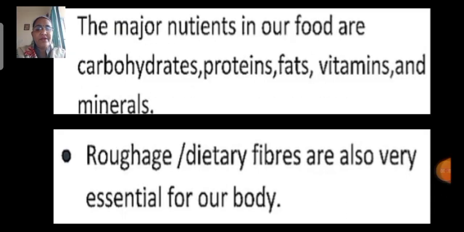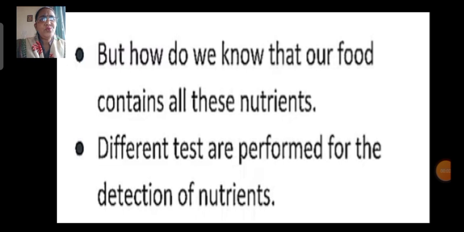We have also studied about the different nutrients required by our body. What are these nutrients, children? The major nutrients in our food are carbohydrates, proteins, fats, vitamins and minerals. Roughage or dietary fibers are also very essential for our body. But how do we know that our food contains all these nutrients, children? To verify that these nutrients are present in the following food items, we will perform different tests for the detection of nutrients.